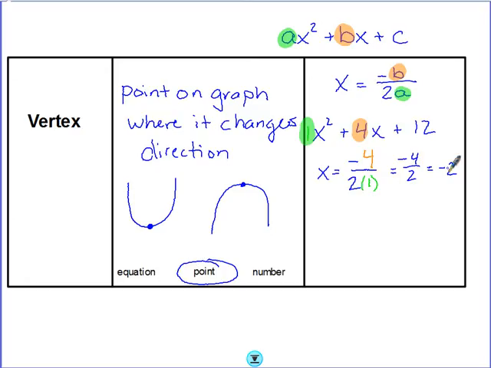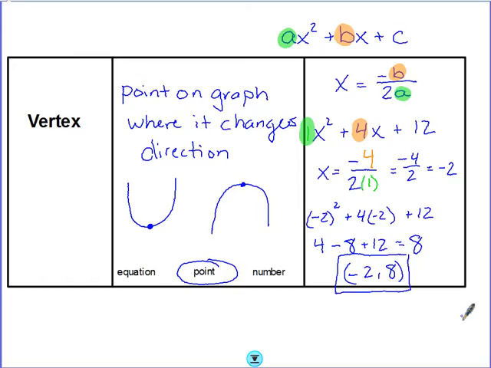To get the y-coordinate, I'm going to plug negative 2 into the equation, alright, so that I get the y-coordinate. So now I have negative 2 squared plus 4 times negative 2 plus 12. Alright, negative 2 squared is 4. 4 times negative 2 is negative 8, and then I still have plus 12. So 4 minus 8 plus 12 would give me 8. So my vertex is (negative 2, 8), and I write it as an ordered pair.